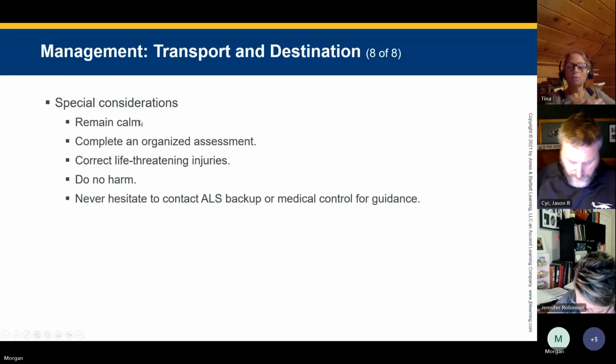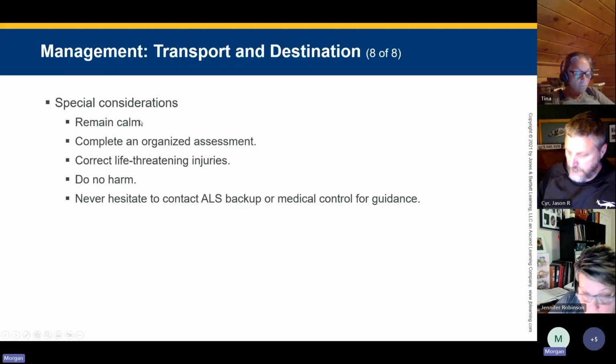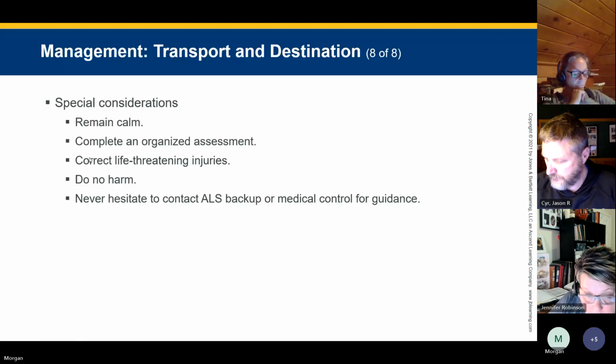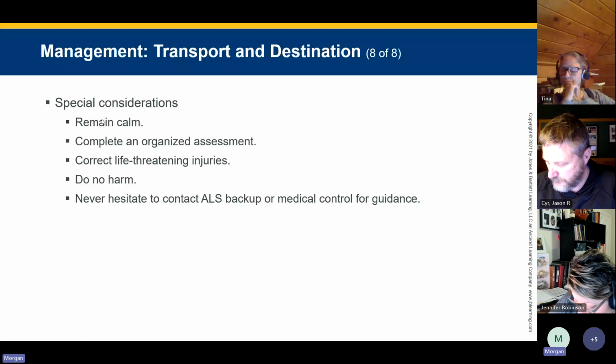So special considerations: remain calm. Oh, it reminds me of a movie. Remain calm. Yeah, National Lampoon's Animal House, where everybody's going crazy and he's like, remain calm.